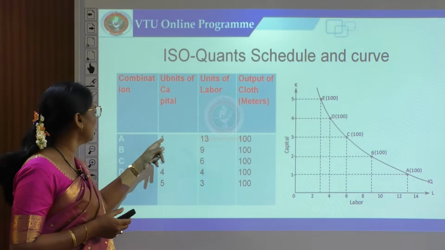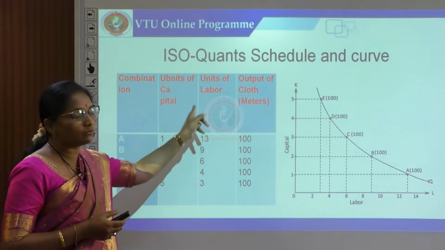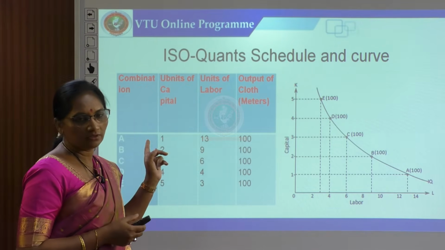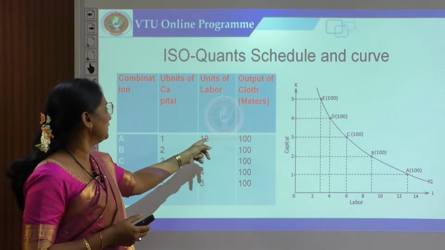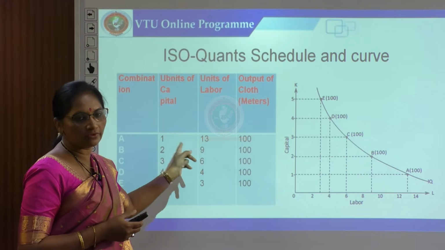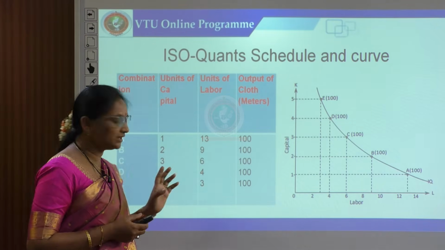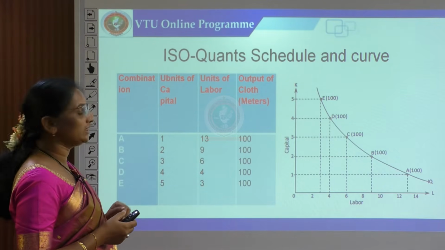If you go with the A combination, we can say it is a labor oriented firm. Why? Because capital is less and labor is more here. A labor oriented firm can go with this combination. And second is the B combination.